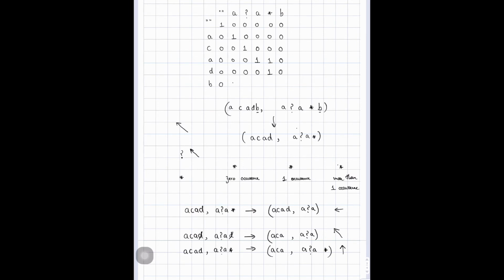B and A, they do not match. B and question mark, diagonally left, that is 0. B and A, they do not match. B and star, yes, they match. Either of these three, right? So 1. B and B, they match. So diagonally left. So our final answer is 1.